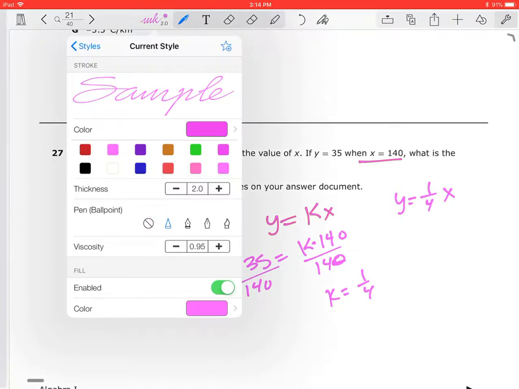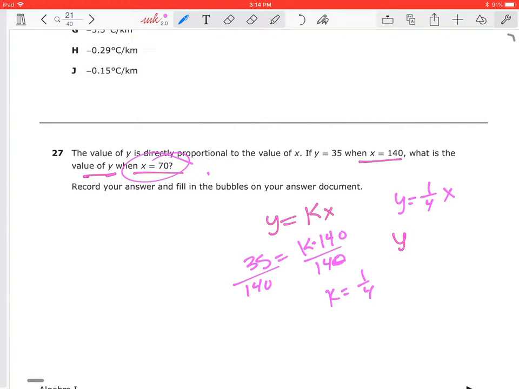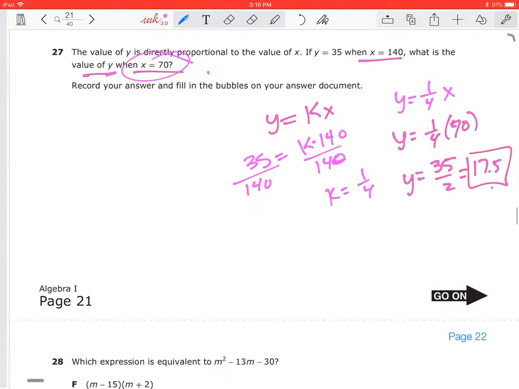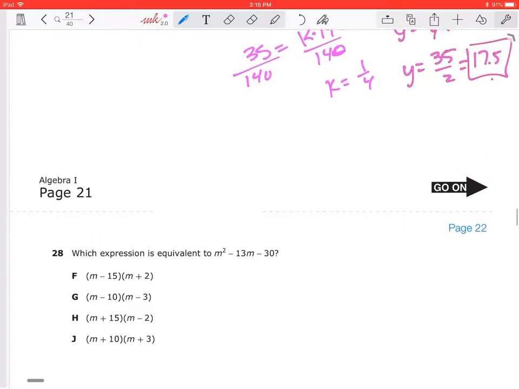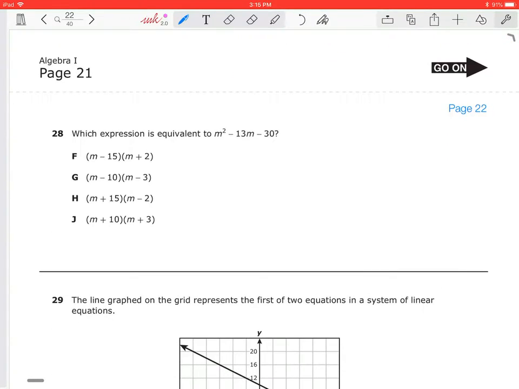Well, now it tells me X is equal to 70. So now I'm going to plug that in. So Y is going to be equal to 1/4 times 70, 70 times 1/4, will give me 35/2, which in decimal form is going to be 17.5. And the reason I say in decimal form is because on the bubbling in, they're going to want you to put it in decimal form.